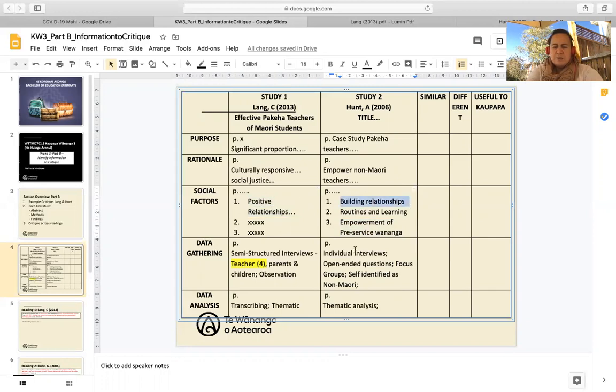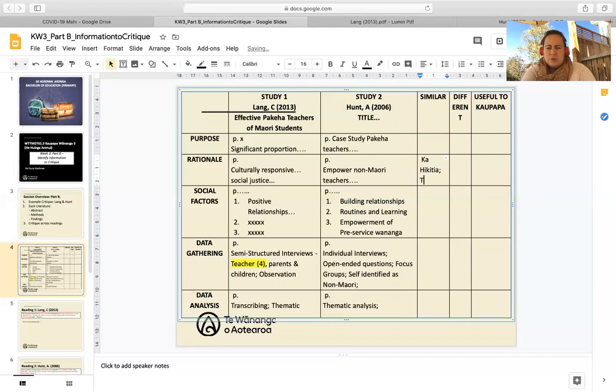Okay, so anyway, we can see here that we've got positive relationships and building relationships as 2 common themes, and that's what a thematic analysis is like. You're reading through and thinking, oh, all these people are saying the same things about building relationships. You can also, again, look at Kahikitia, Tātai Ako. They also really highlight that building relationships for Māori is important in education, for anyone to teach Māori in education.